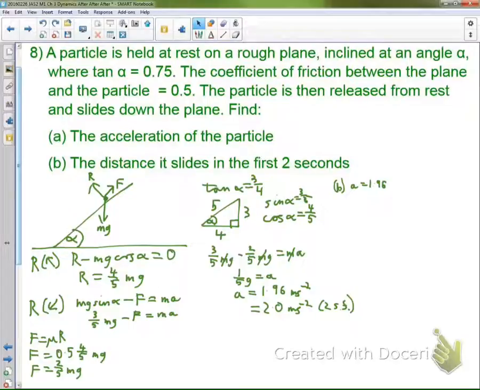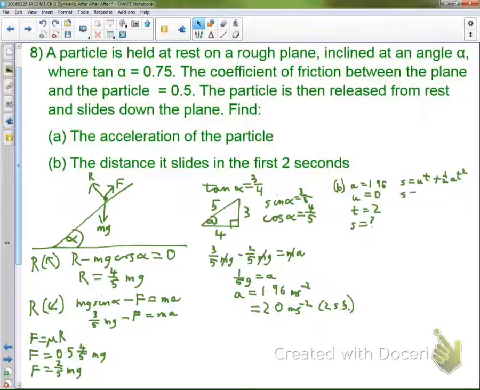We know what u is because it was held at rest to begin with. We're looking for it to happen in the first 2 seconds, and s is what we're trying to find. We're trying to find the distance. So then we want to make use of a SUVAT equation. And it's fairly common for a problem on forces to suddenly turn into a SUVAT equation. So we're going to look at s equals ut plus a half at squared.